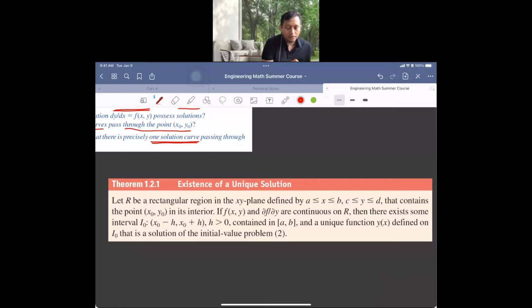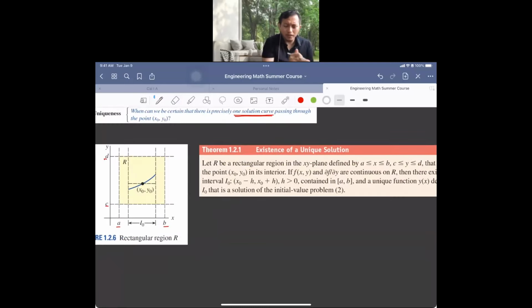And if the function f and its partial derivative are continuous on this region, then there exists some interval, let's say with half-width h, contained in (a, b), and a unique function defined on that interval that is a solution of the initial value problem. Okay, let me give you an example first, and then maybe we can look more at what this is about.